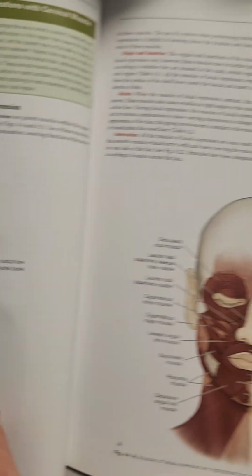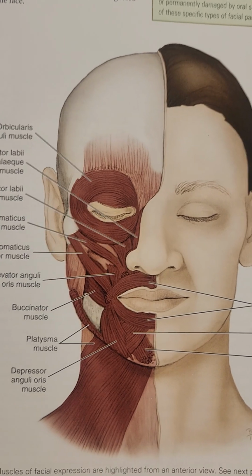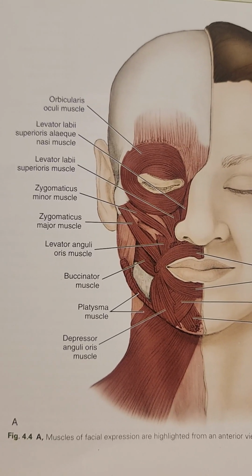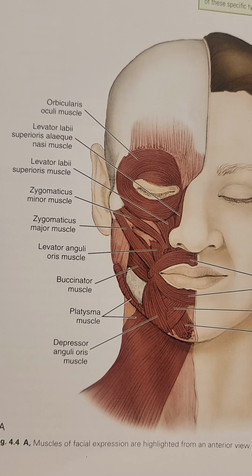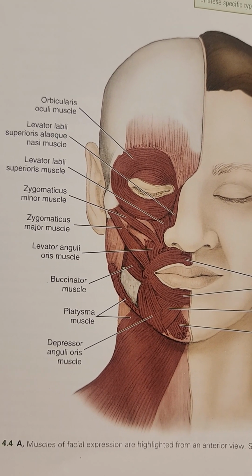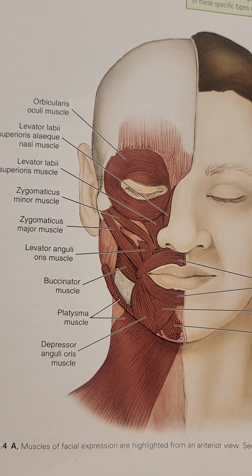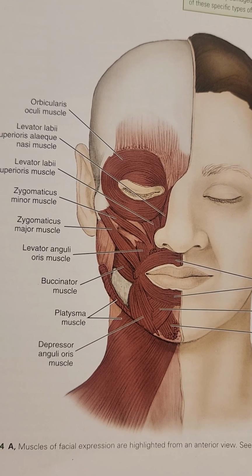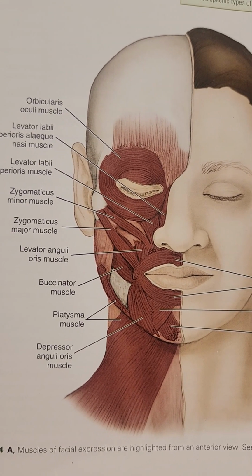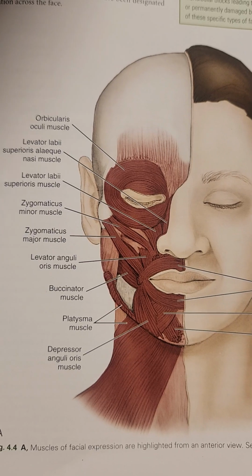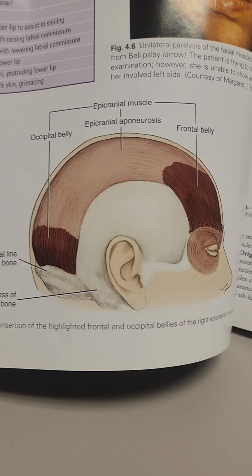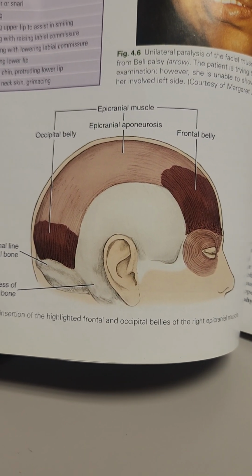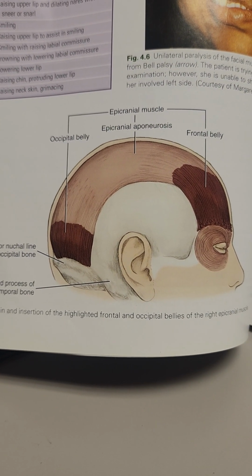We also went into the muscles of facial expression. Remember, I said that all of these are innervated by cranial nerve 7, or the facial nerve. Most of these, the origin is on bone and the insertion is within tissue. Now, the first one was the epicranial. And remember, I had that one, it's a couple pages from here, right here on the bottom. And the epicranial has a frontal belly and an occipital belly.